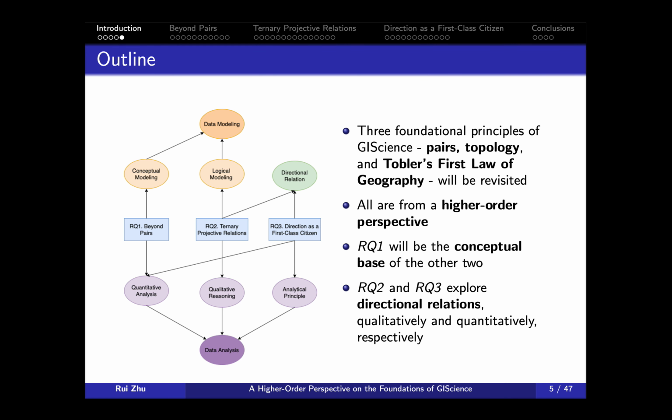Specifically, three foundational principles and concepts will be discussed in this talk. They are pairs, topology, and Tobler's first law of geography. They correspond to three research questions here. Beyond pairs, ternary projective relations and direction are the first-class citizens. All are from a high-order perspective, and the first research question will be a conceptual base for the other two. Both research questions 2 and 3 are related to directional information, one qualitatively and the other quantitatively.